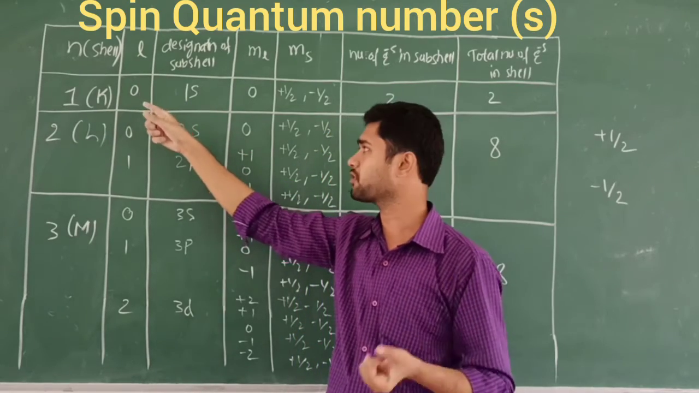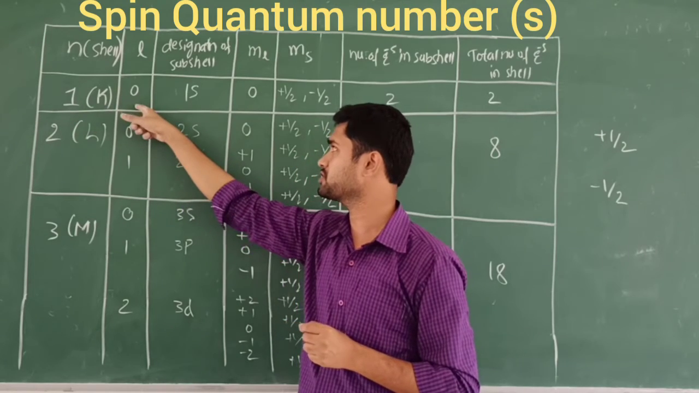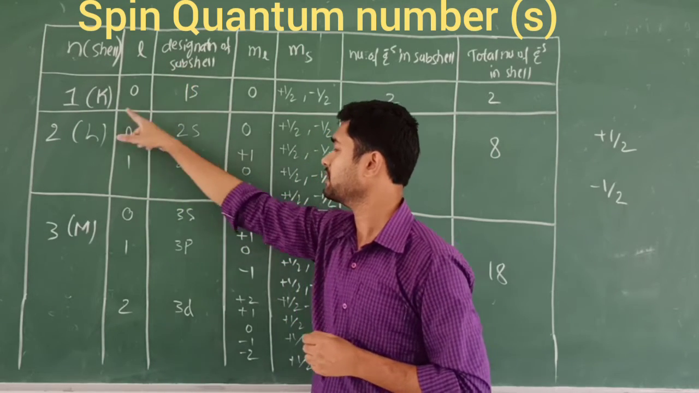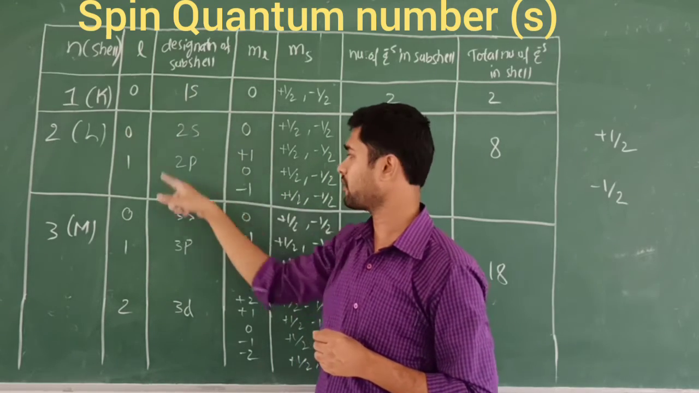L is obviously 0 because it is N minus 1. N minus 1 is equal to 1 minus 1, that is 0. So what will be the designation of the subshell? 1 is the main shell, the principal quantum number, and 0 gives 1s. We have already studied this, right?